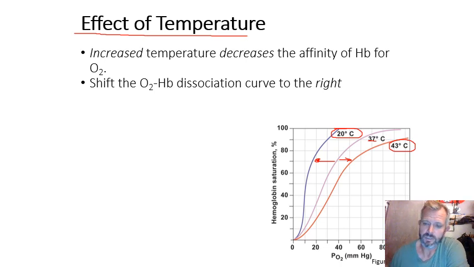Again, I'm using the analogy of exercise. What happens when you exercise? Your core temperature is going to go up some. Probably not to 43 degrees, but it's going to go up. And so what happens when you want to exercise? Do you want hemoglobin to be more willing to unload oxygen? Yeah, because you want to supply those tissues. And what happens when we get warmer and we're exercising? That creates an environment that allows hemoglobin to release more oxygen, to supply those tissues.